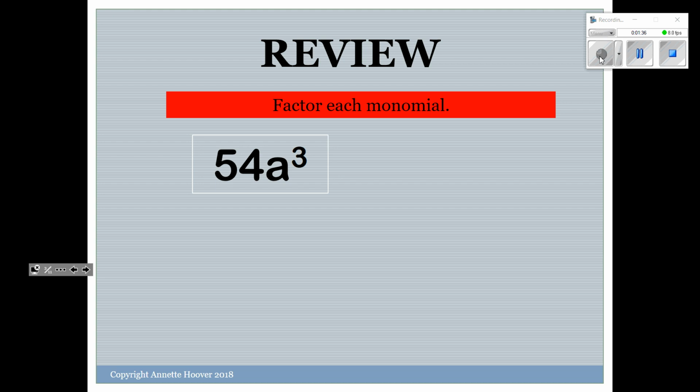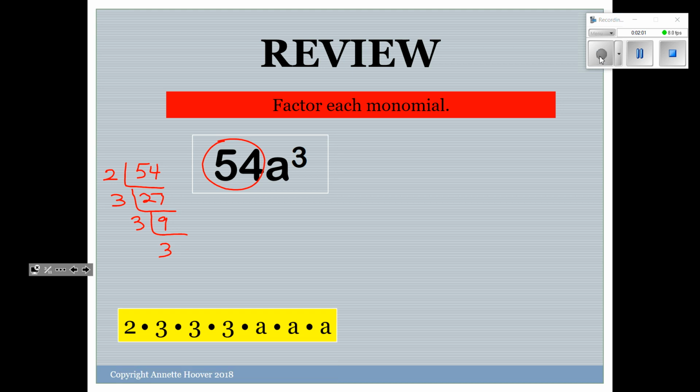We factored monomials yesterday, so here we start with the coefficient of 54. It's even, so we divide by 2. When we divide by 2, that would be 27. 27 is not even, so we see if it's divisible by 3. It is, which is 9. 9 is not even, so we try 3. It is. So we have 2 times 3 times 3 times 3, so we write it with exponents. It would be 2 times 3 cubed, but since we're factoring, we're going to write it out separately: 2 times 3 times 3 times 3 times a times a times a.